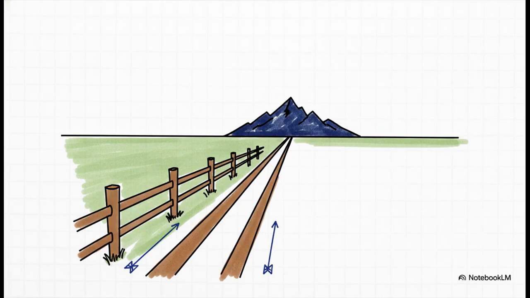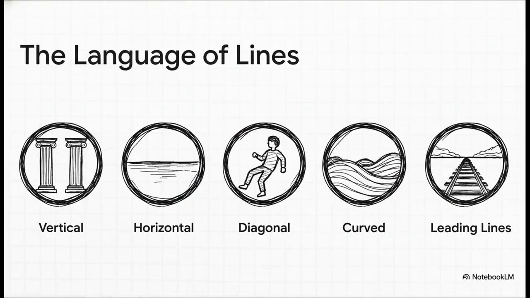Okay, so if a point tells us where to look, our next tool, lines, tells us which path our eyes should take to get there. Lines are the fundamental building blocks of an image. They create direction, they set the mood, and they act like invisible arrows, leading your eye exactly where the director wants it to go. And check this out.